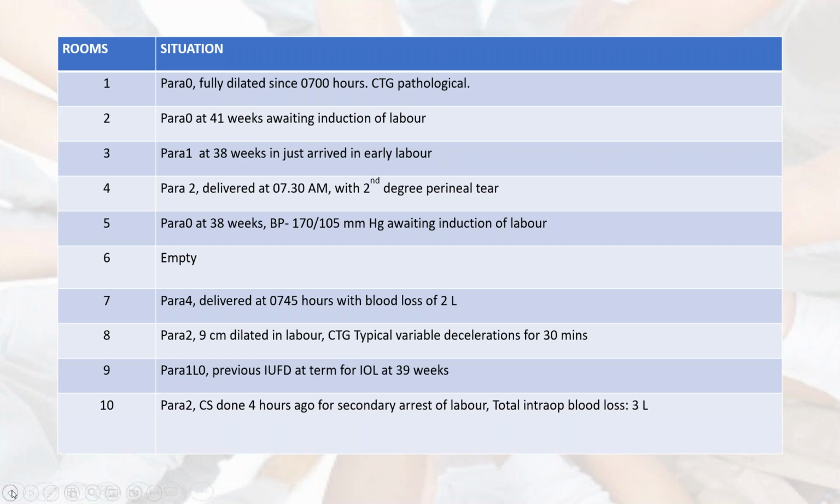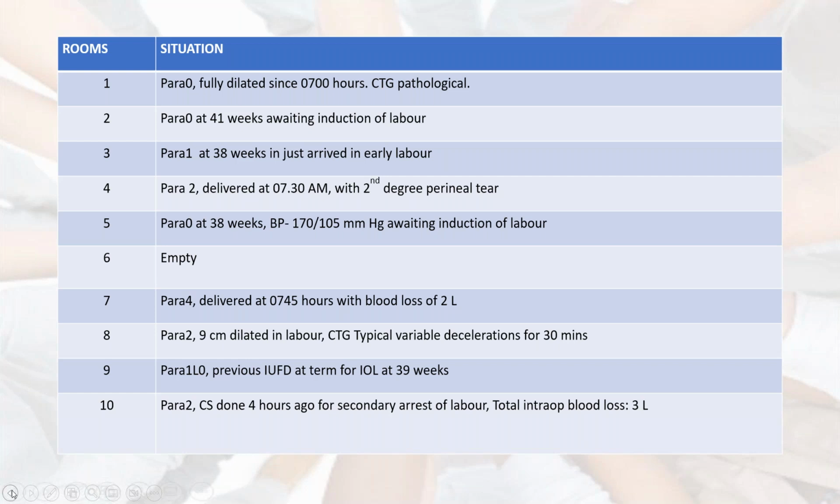This patient is para 2 and she is 9 centimeters in the active phase of labor. So I will ask the midwife for how long she has been at 9 centimeters and review her partogram. As the CTG is showing typical variable decelerations for 30 minutes, I will go for fetal blood sampling for this patient and then manage her according to the sampling reading. If it is abnormal, then I will prepare for an emergency cesarean section.